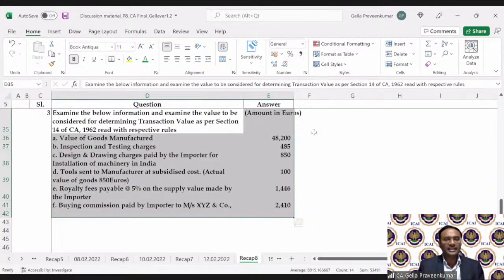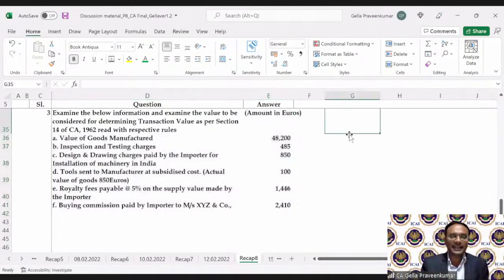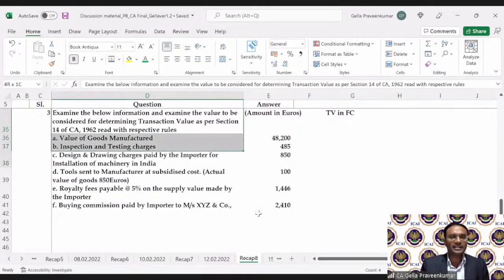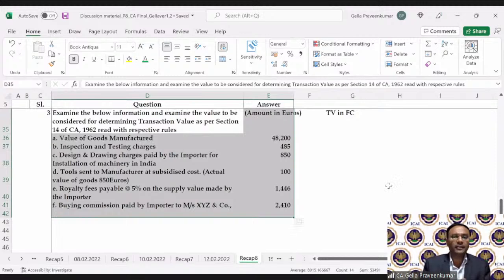Please do the calculation. And when you solve this problem, what I would recommend for each particular line item, please put your reason why that should be added, why that should not be added. And please do calculate the transaction value in foreign currency. Do the calculation and let me know the transaction value in foreign currency. Apply your rule 10 carefully.